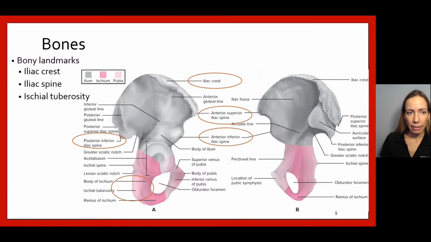Looking then at the ischium, the ischial tuberosity. Again, we have one on the right, one on the left, and you might know these as your sit bones. So when you sit down, the bony region which comes into contact with your chair, that is your ischial tuberosity.